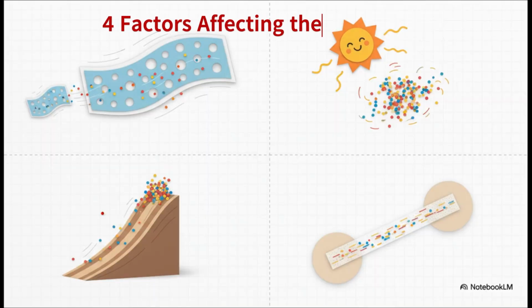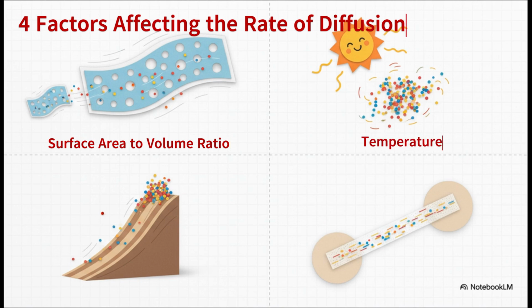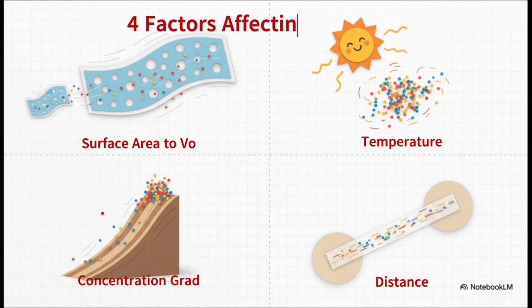So can we speed this up or slow it down? For sure. There are four main things that affect the rate of diffusion. The more surface area you have, the more doors there are for things to pass through. The hotter it is, the faster those particles jiggle around. The steeper the gradient, so a really big difference between crowded and empty, the faster they'll move. And of course, the shorter the distance they have to travel, the quicker they'll get there.